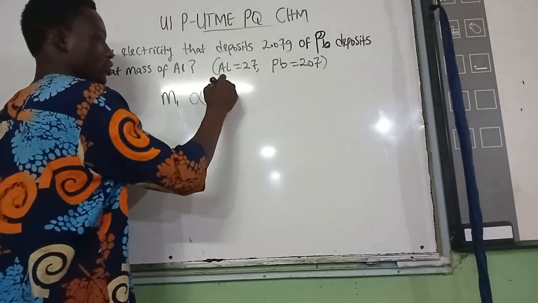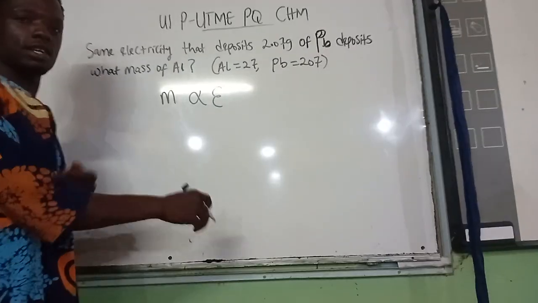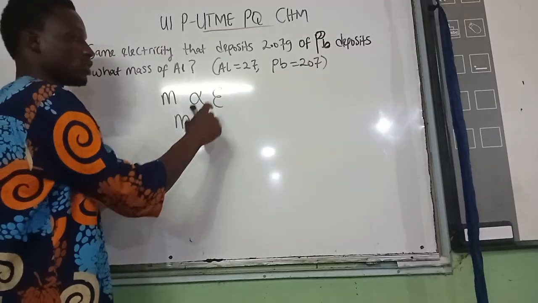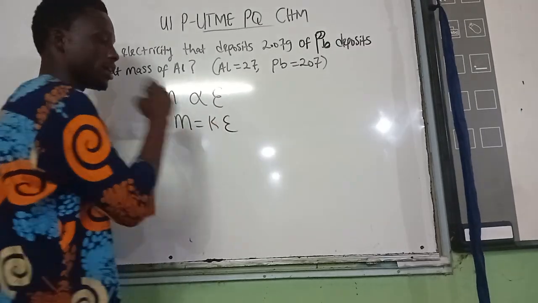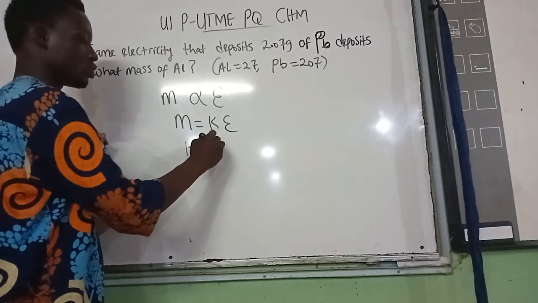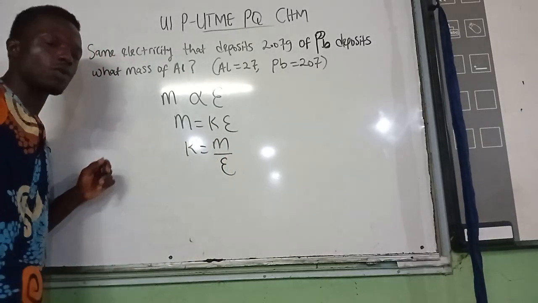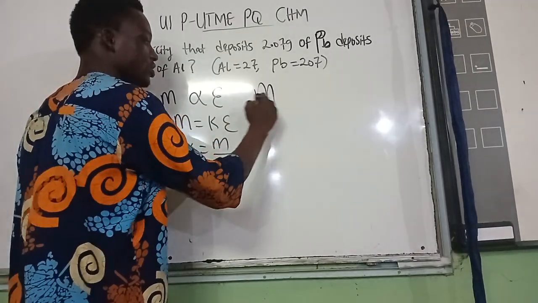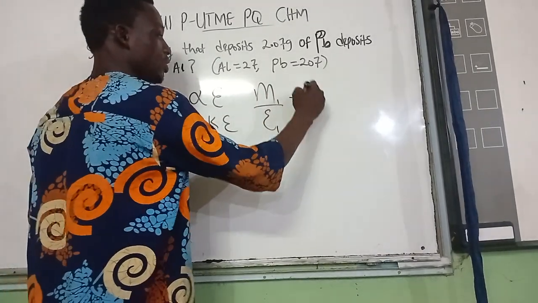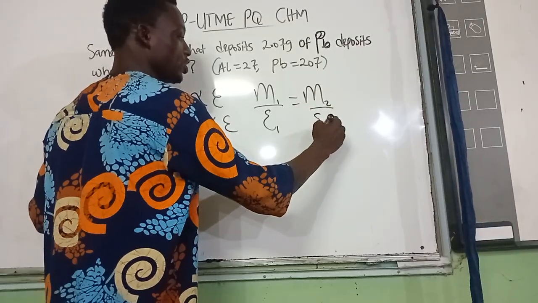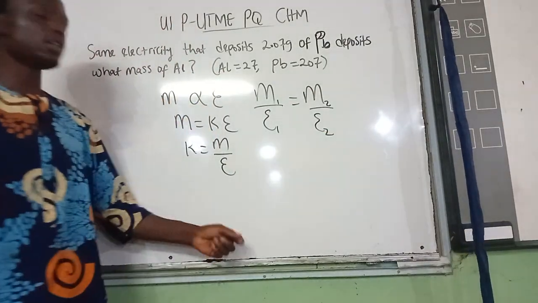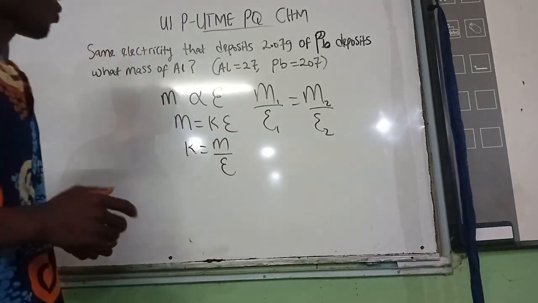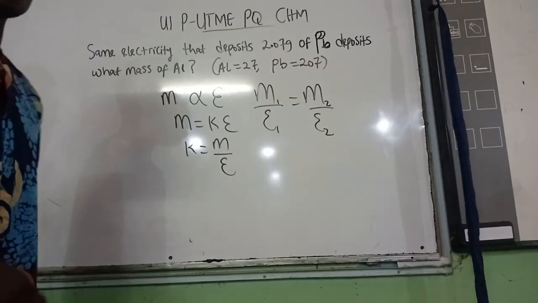That is, M is directly proportional to E, the chemical equivalent. Then M equals KE. Make K the subject of the formula: K equals M over the chemical equivalent. Since M over E is constant, you can have M1 over E1 equals M2 over E2 equals M3 over E3, depending on how many you have. Since it is equal to a constant, we can write M1 over E1 equals M2 over E2.